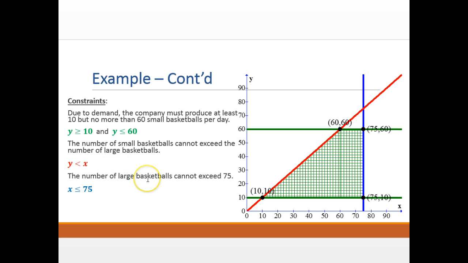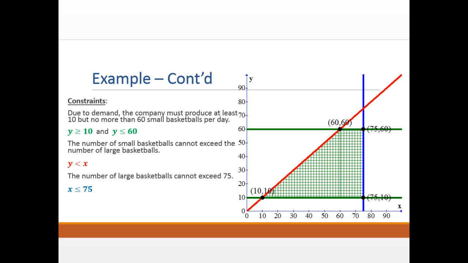The number of large basketballs cannot exceed 75. So X is less than or equal to 75. Now I have all my constraints in place, and my feasible solutions fall in this shaded area.